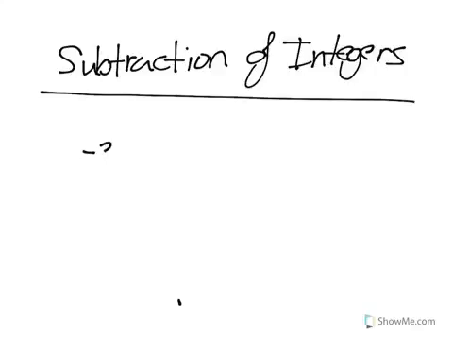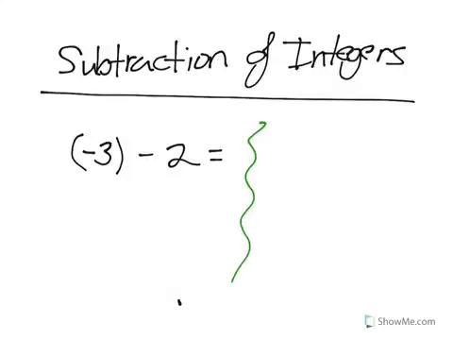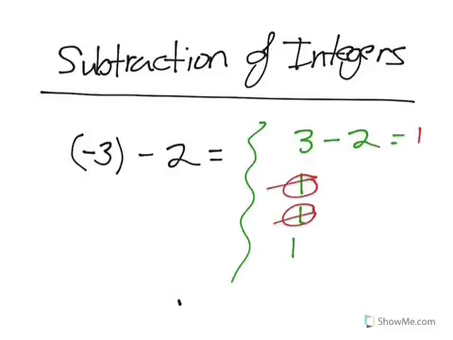So if I have negative 3, take away 2. That's not possible. Why? What do you mean it's not possible? You've probably been taught it is possible. So let's look at this from a different point of view. Imagine I have 3 take away 2. I have 1, 2, 3, and I remove 2. Gone, gone. I have 1 left.